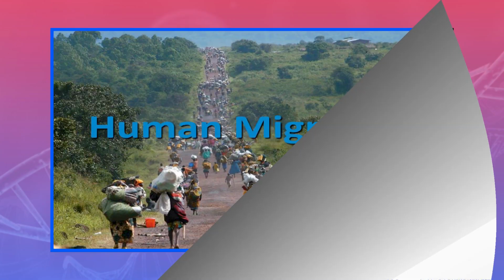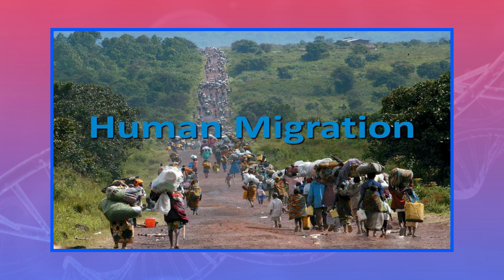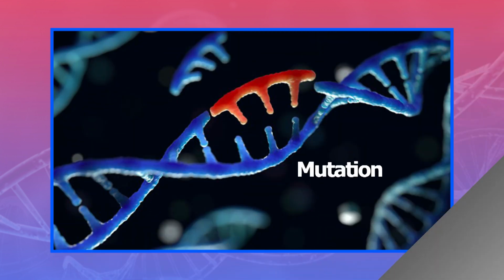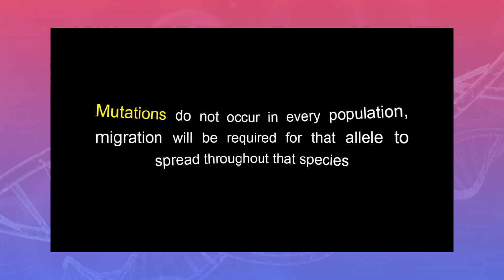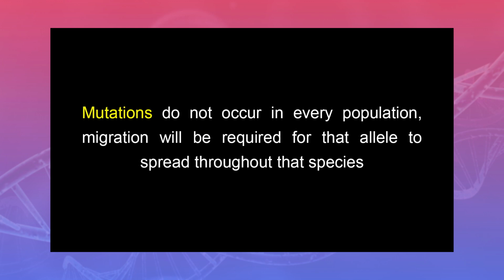One of the assumptions of the Hardy-Weinberg law is that the population is closed, but for many populations this is not the case. Human populations clearly are not closed. Migration will change gene frequencies by bringing in more copies of an allele already in the population or by bringing in a new allele that has arisen by mutation. Because mutations do not occur in every population, migration will be required for that allele to spread throughout that species.